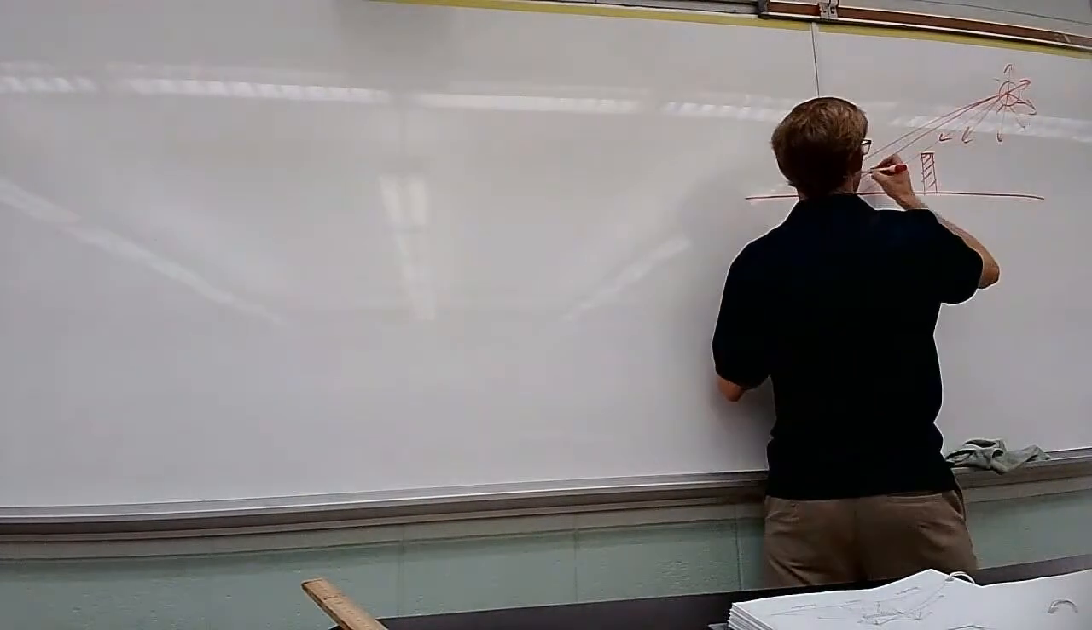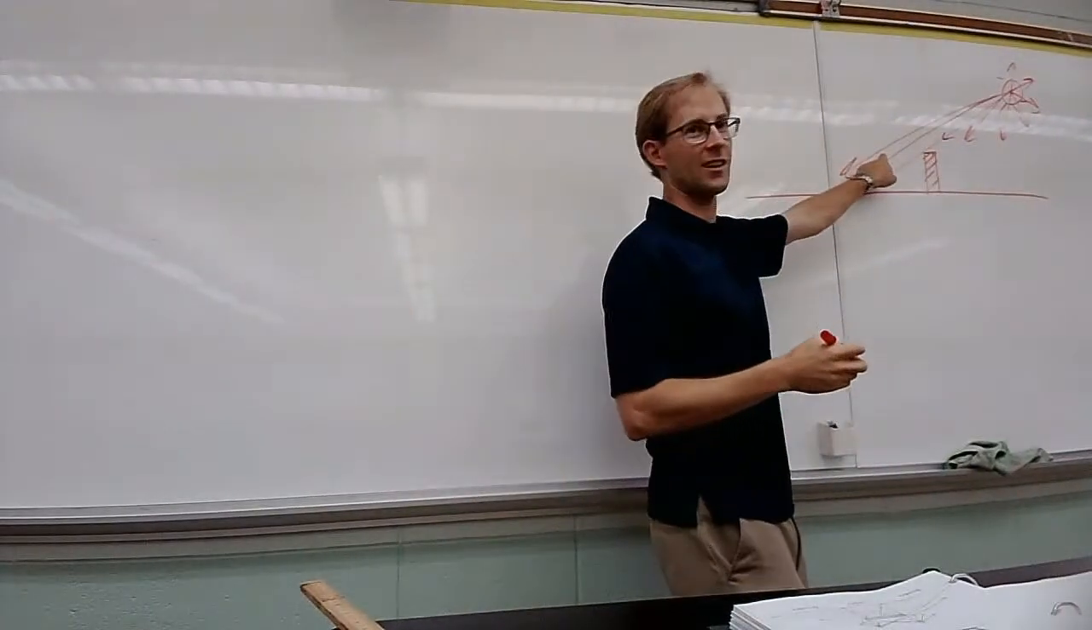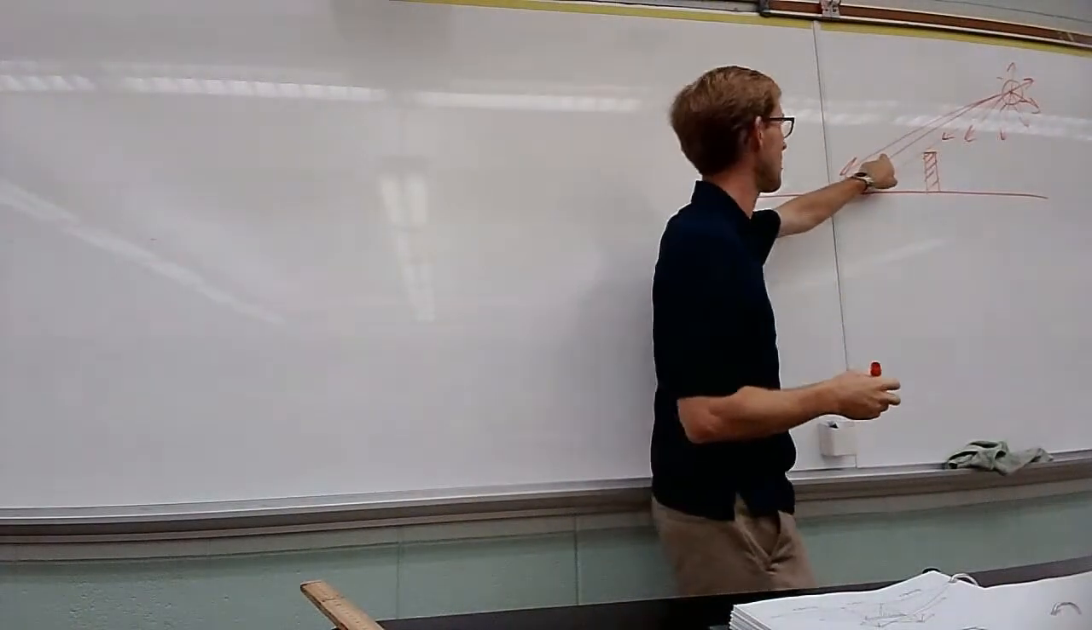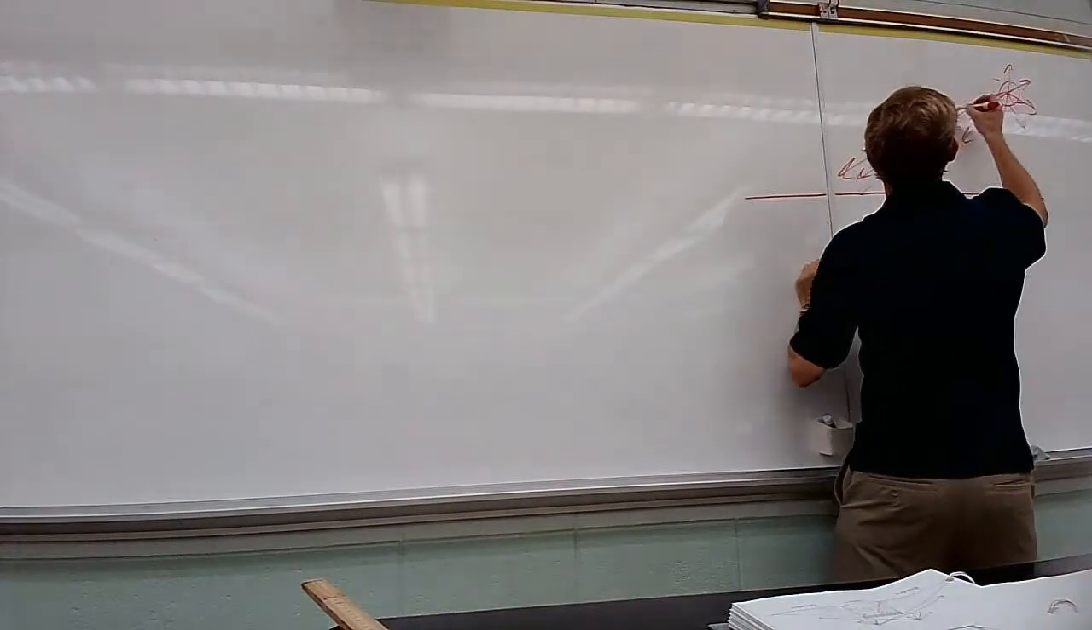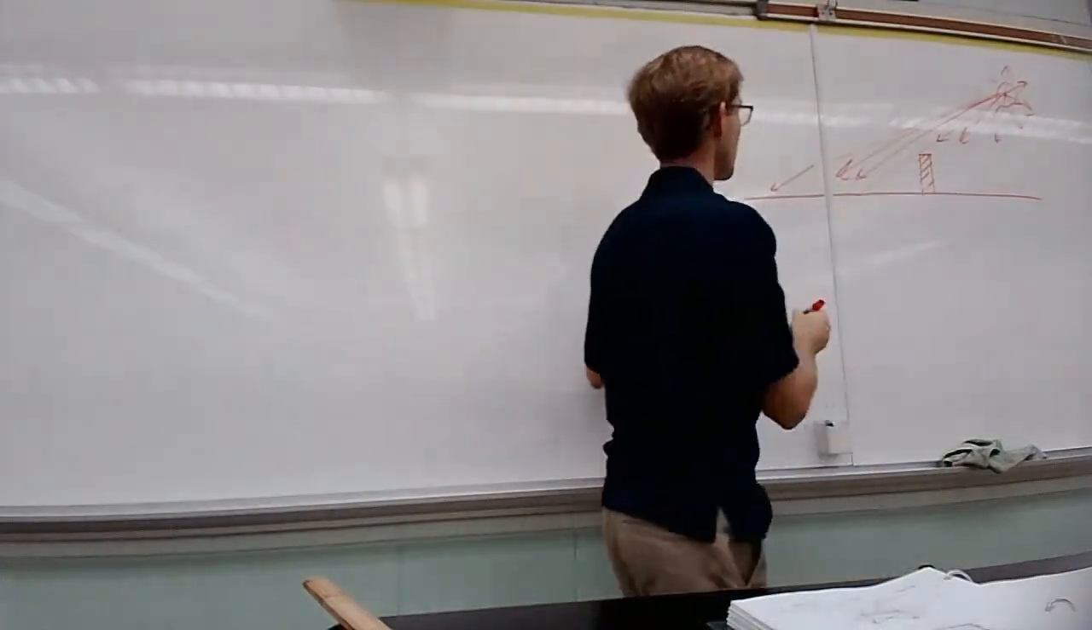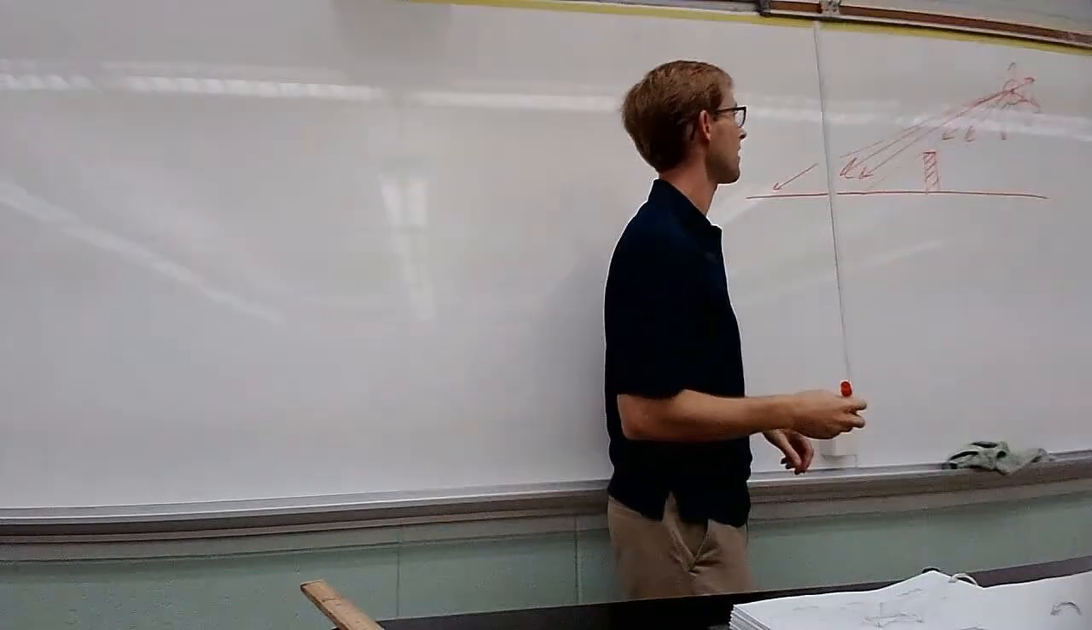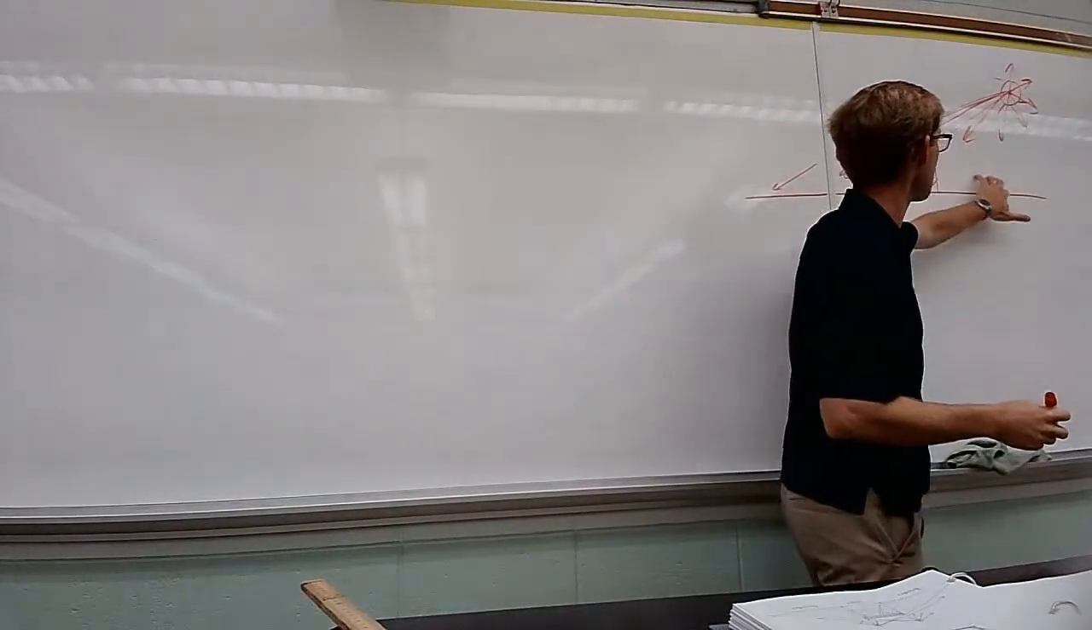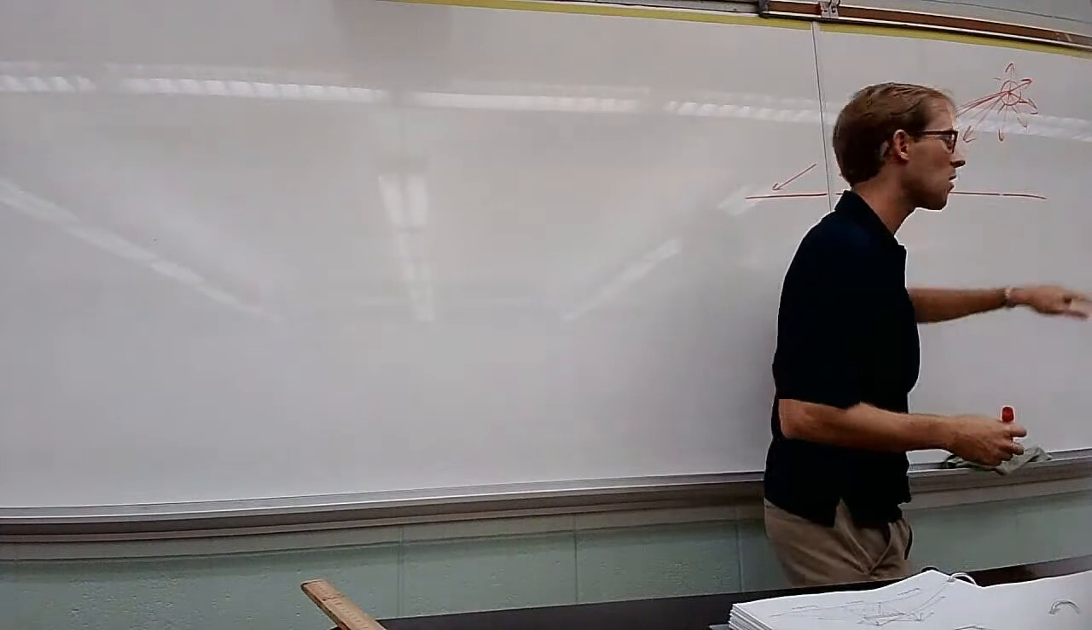Whoa. Your light ray should not look like this. Your light ray should look nice and straight. But all these other light rays can get over here. So there's no shadow in that area. All these light rays can make it here, so there's no shadow over here.